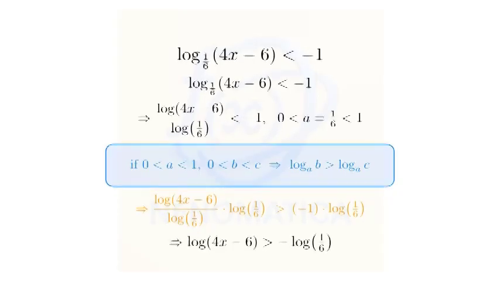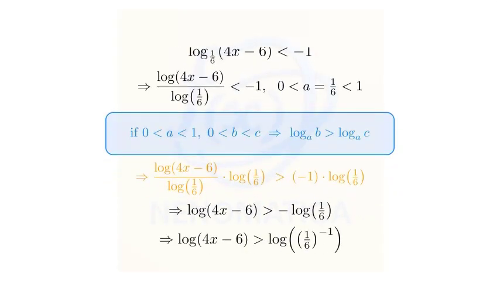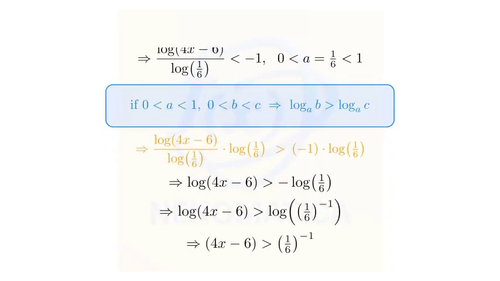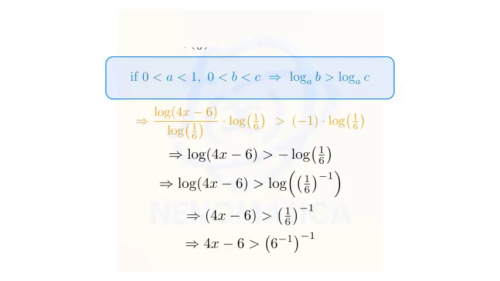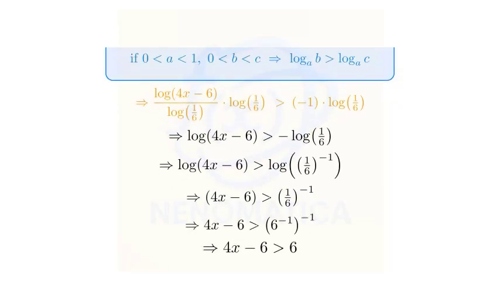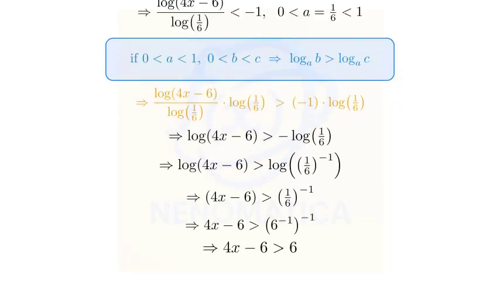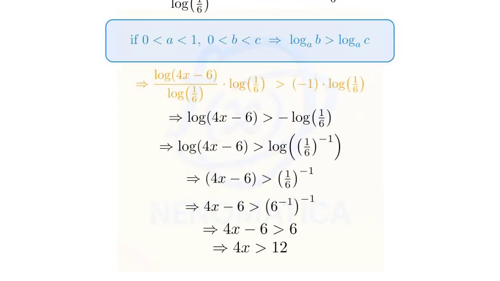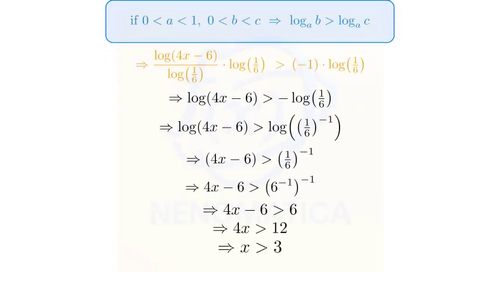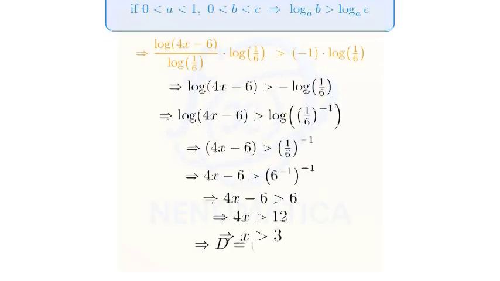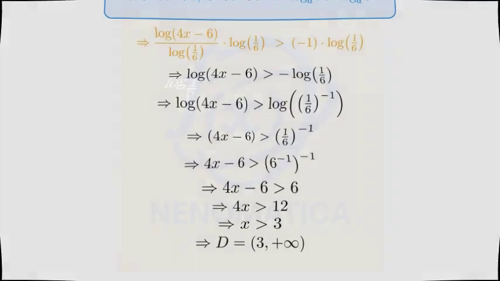Step 5. Rewrite the negative logarithm using the power rule. Step 6. Since the same logarithm appears on both sides, drop the logs to compare the arguments directly. Step 7. Rewrite the right-hand side as the inverse of 6 to the negative 1, all to the negative 1. Step 8. Evaluate the expression, which equals 6. Step 9. Add 6 to both sides. Step 10. Divide both sides by 4. Step 11. State the solution set exactly as in the algorithm.